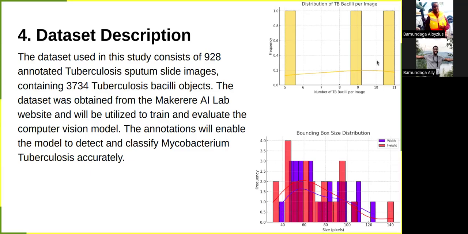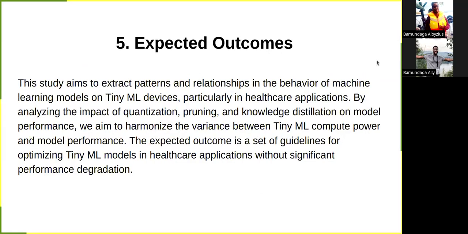So websites will be utilized. This dataset will be utilized to train and evaluate the computer vision models. Now, the annotations will enable the model to detect and classify MTB accurately. Now, expected outcomes. The study aims to extract patterns and relationships in behavior of machine learning models on tiny machine learning devices, particularly in healthcare applications.